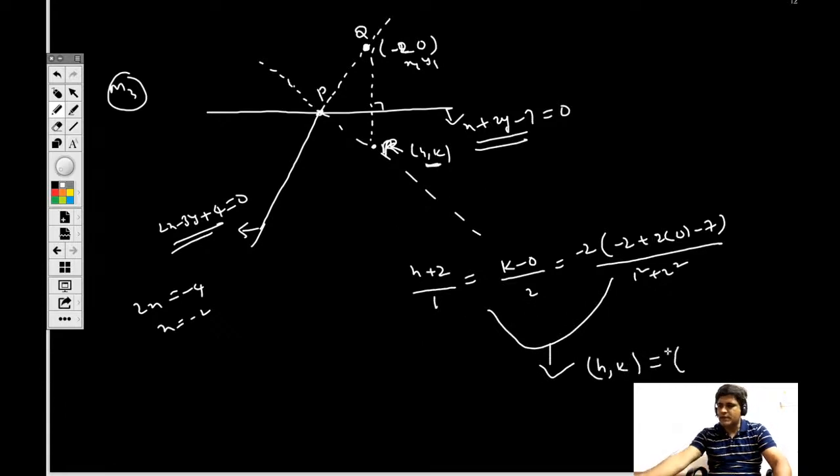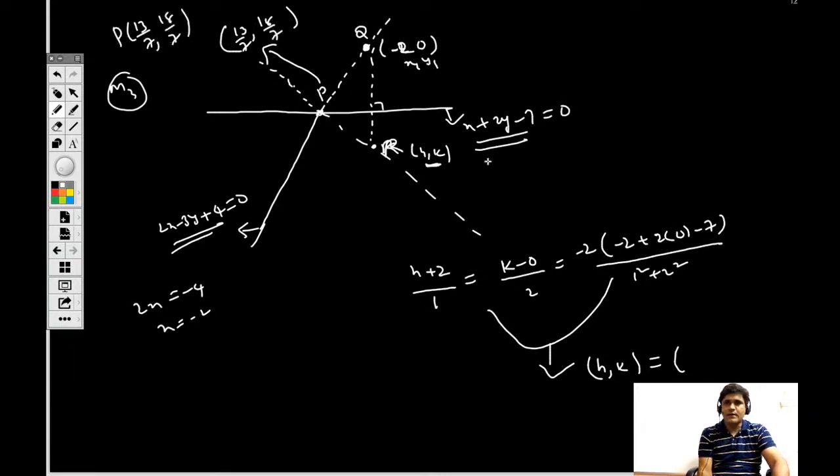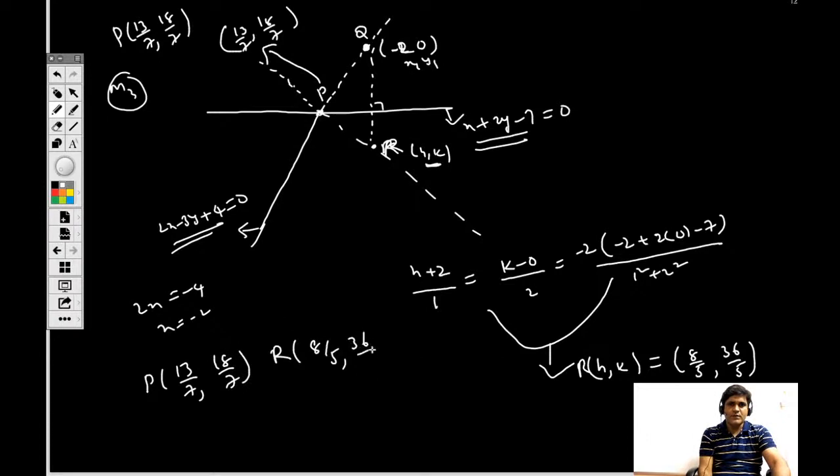I will give the direct values of h comma k, the mirror image. The coordinates of P are 13 by 7 comma 18 by 7. Next, the coordinates of R. The reflected ray is the line joining P and R. P is 13 by 7 comma 18 by 7, and the coordinates of R are 8 by 5 comma 36 by 5.